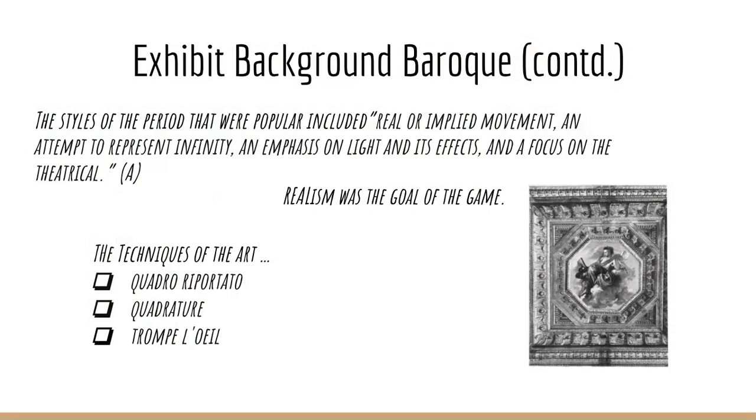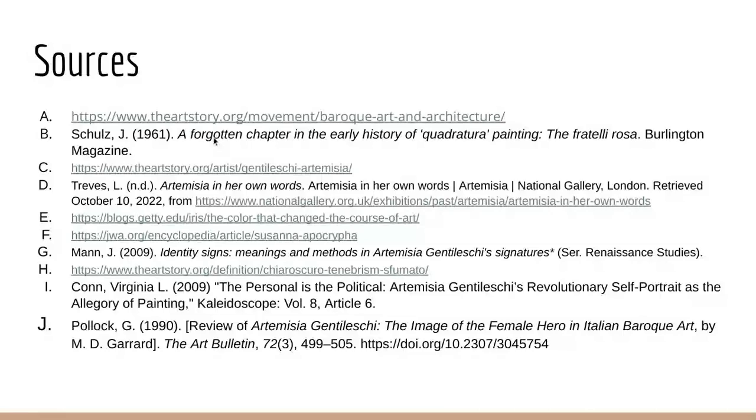One of the most popular techniques at the time was quadro riportato, which were frescoes that incorporated the illusion of being composed of a series of framed paintings. And if you wanted to know what frescoes are, they're known as wall paintings. Also, we're going on to quadrature, also known as quadratura, which are also called ceiling paintings.